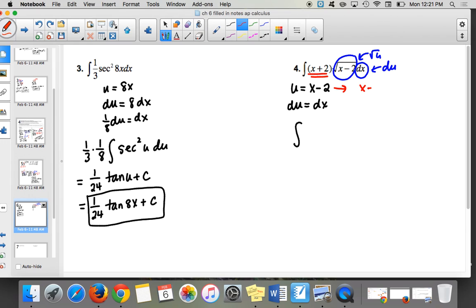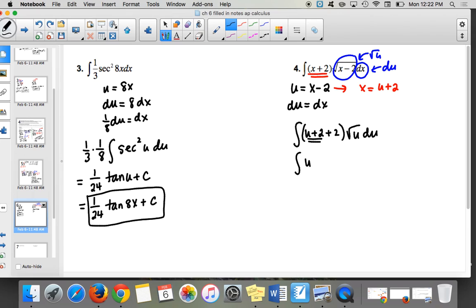We just solve for x. We get the x by itself. It's going to be u plus 2, right? So get x in terms of u. So then what's x plus 2? u plus 4. Yeah, so x plus 2 is u plus 2 plus another 2. It's u plus 4, right? That was the part right there. u plus 2 is x, right? So I have x plus 2 replaced by u plus 2 plus another 2, and then square root of u du.